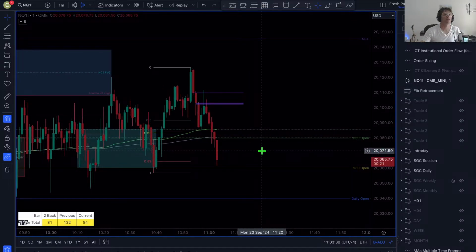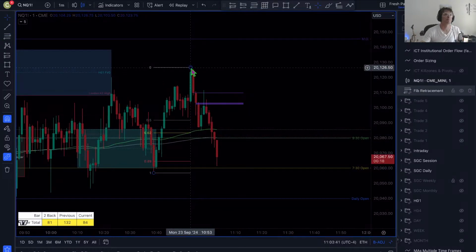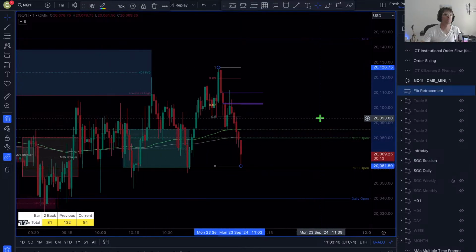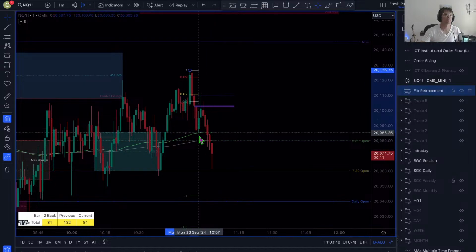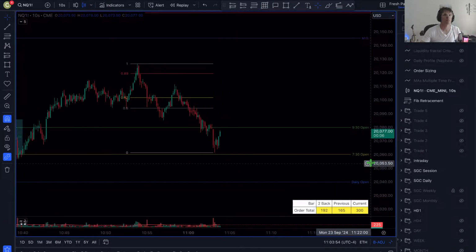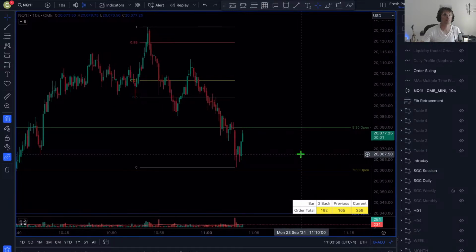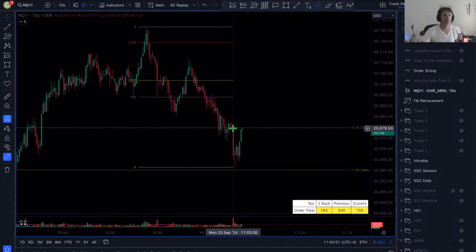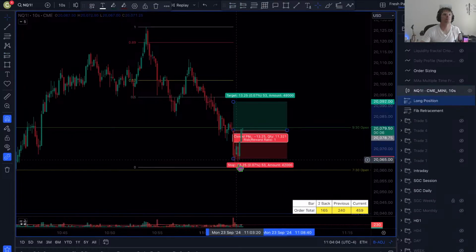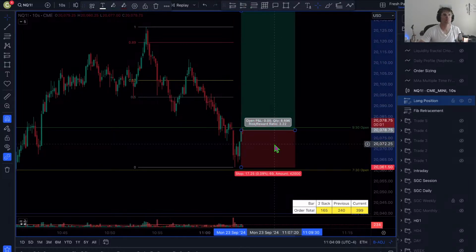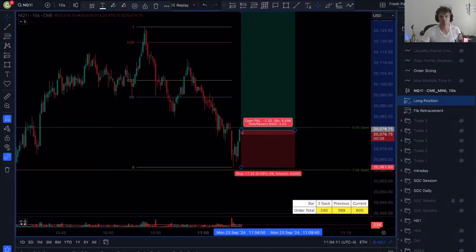Need to wait for confirmation on that. That's pretty confirmation-y. Let's close above that candle there. $86, $85.